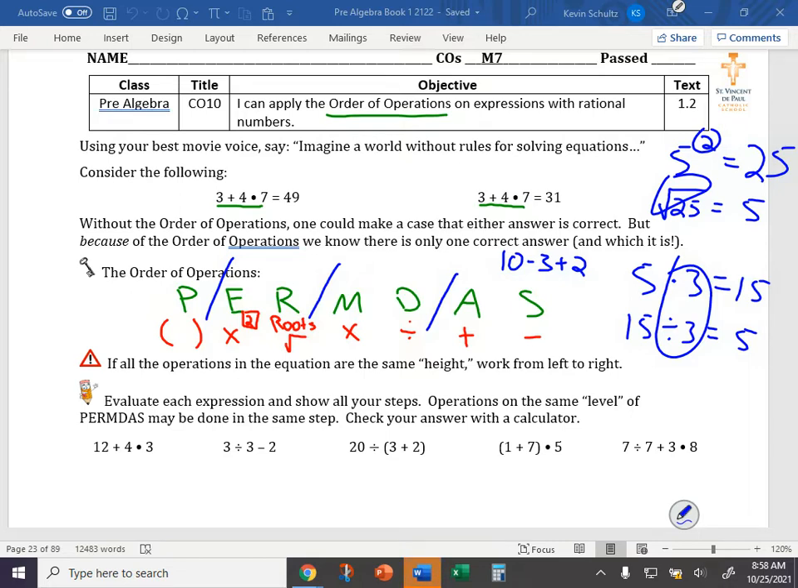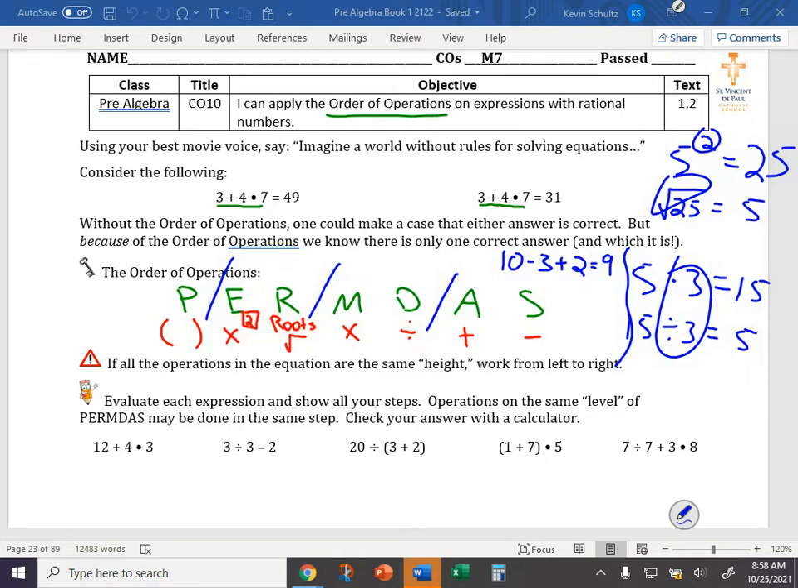What would the answer to this be here? 10 minus 3 plus 2. It would be 9. Okay? It would not be 5. People sometimes get so locked into PEMDAS that they forget that addition and subtraction are opposites, so they're kind of the same thing, but they're on the same level. So if that's all you have in the equation, you'd work from left to right. 10 minus 3 plus 2 would be 9.